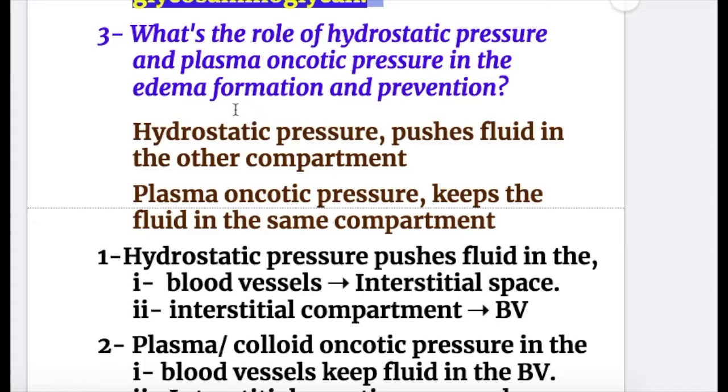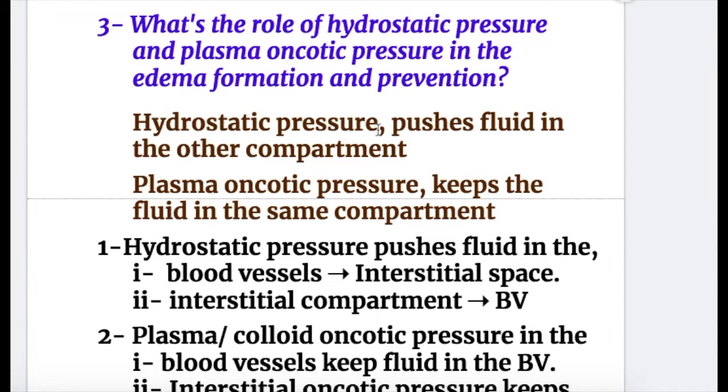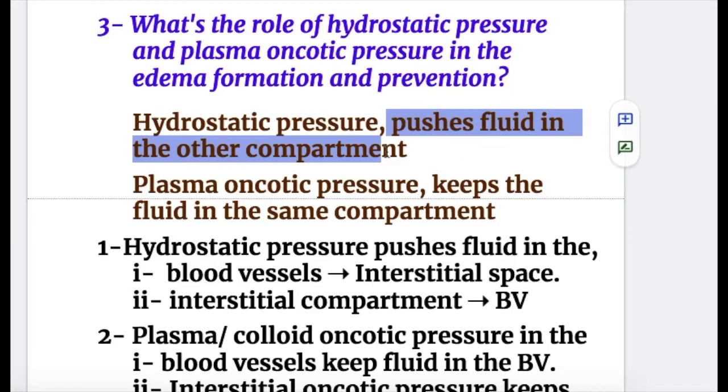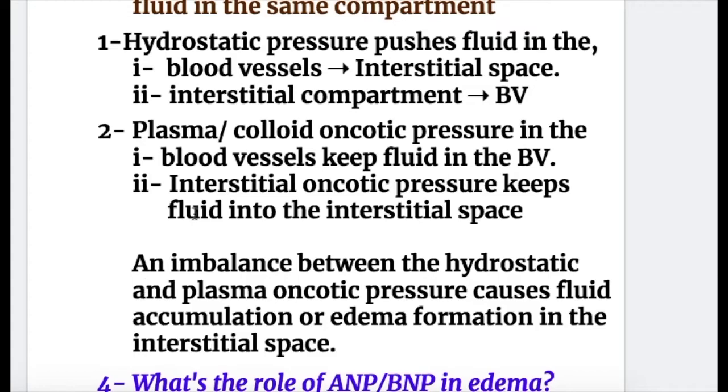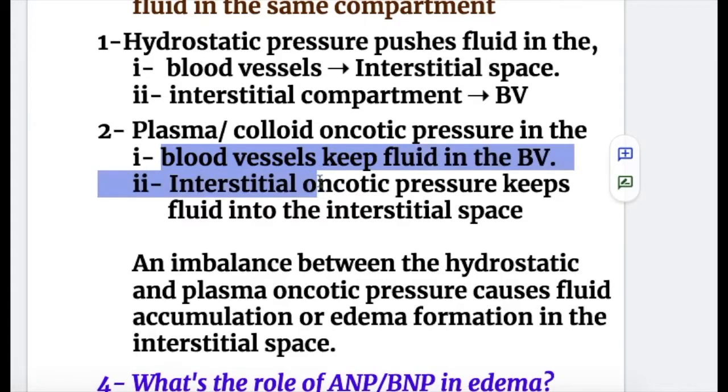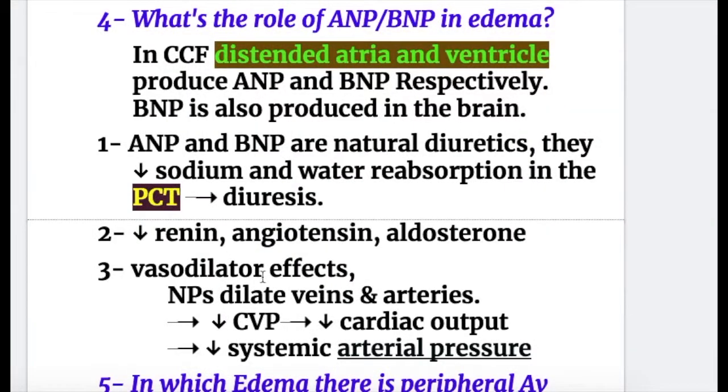We already discussed it earlier briefly here. The hydrostatic pressure pushes the fluid into the other compartment, and the oncotic pressure keeps the fluid in the same compartment. So the hydrostatic pressure in the blood vessel pushes the fluid into the interstitial space, and in the interstitial compartment pushes it into the blood vessel, and the plasma oncotic pressure in the blood vessel keeps the fluid in the blood vessel, and that in the interstitial space keeps it in the interstitial space, and an imbalance between the two causes edema formation. Question number 4, what's the role of ANP and BNP in edema?